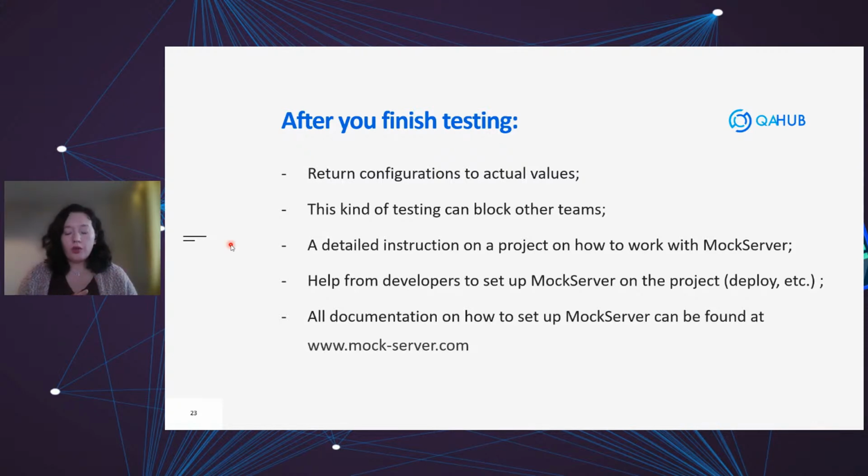And to sum everything up, after you finish your testing, the next thing that you want to do is return the configurations in the bot to the actual values. How do we do it? We can do it in the same way. We can access the config map of the bot and change the configurations manually, or we can just redeploy the service and all the default values will be reapplied in the service.